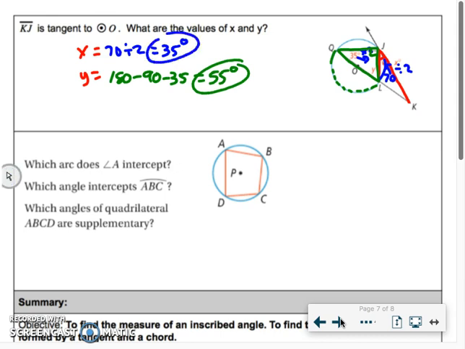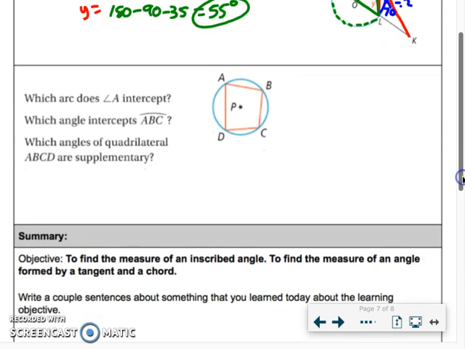Last one here, just a little bit of vocab to go with it. Which arc does angle A intersect? Well, we would just trace angle A and name the arc that gets intercepted. It looks like that might be a semicircle, so I might throw in 3 letters with that. Either arc DCB or arc BCD would be fine as well.